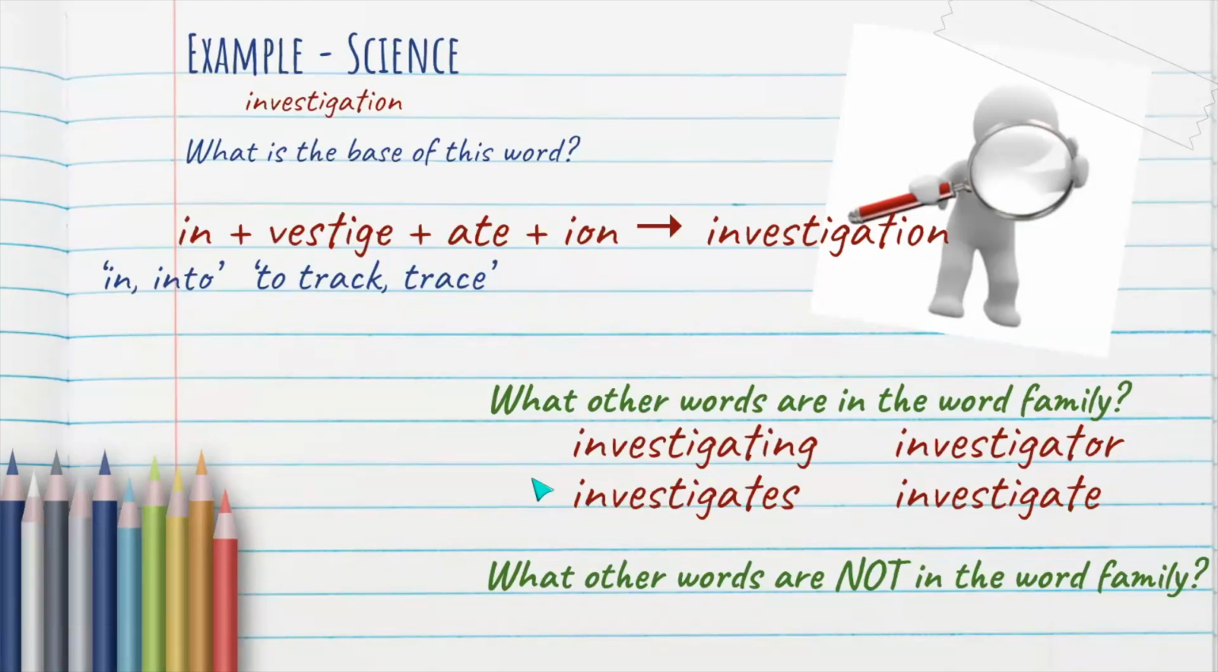Now, I think it's also important to talk about words that aren't in the family, especially because we just want to dispel any confusions that might come up. And so the word invest is not in this family, even though that might be where you first went. But because we know vestige is the base, then it can't be invest, because where did the ige go? Because it's not a suffix.